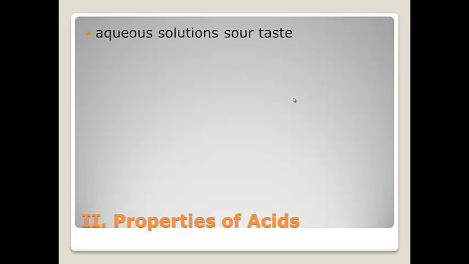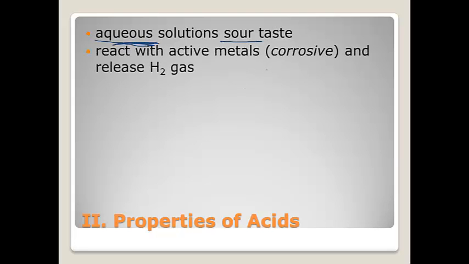So, properties of acids. Aqueous solutions: when an acid is dissolved in water, it will have a sour taste. All your sour tasting foods are acidic. They will react with active metals. Active metals are basically the ones that are in group 1 and group 2. This reaction is basically known as being corrosive, and they always release a gas, and that gas is hydrogen gas.